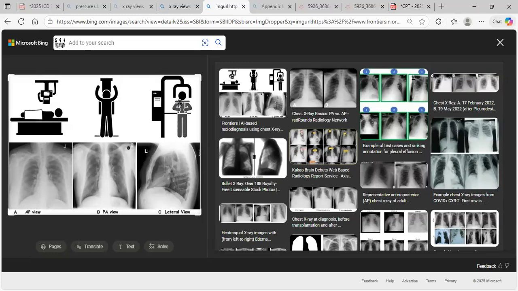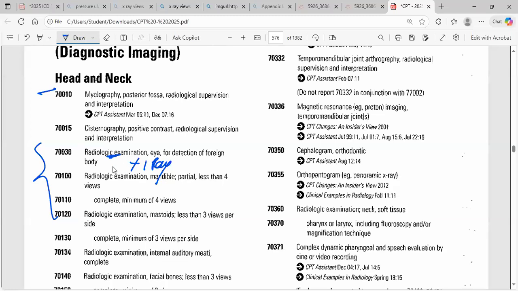So all our X-ray codes are based on the number of views, and views is based on the documentation. So you can see here we just have the two codes for the mandible, less than 4 view and the complete minimum of 4 view. So if in our documentation, it was mentioned that doctor did the 3 views, you are going to use 70100. With this series, you are not allowed to use the 52 modifier. Whenever it was mentioned less than, you are not allowed to use the 52 modifier with these codes. Okay, what is the meaning of 52 modifier?